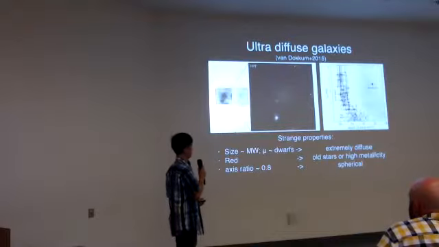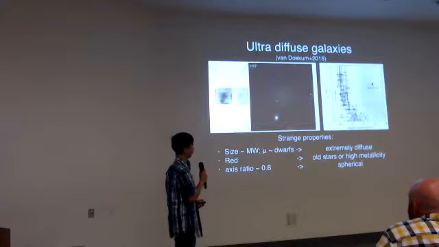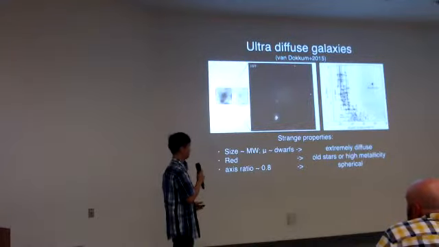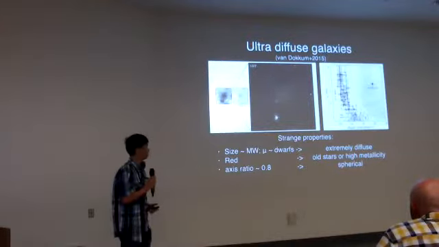That's the 47 Coma cluster UDGs in the sample that are extremely diffuse, have a very high Sérsic index, and are very spherical in shape.